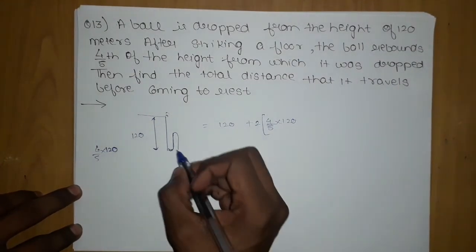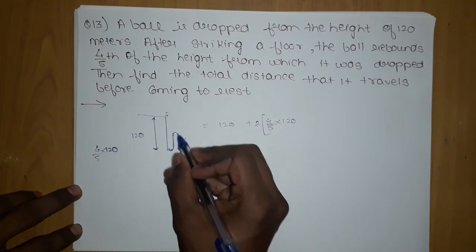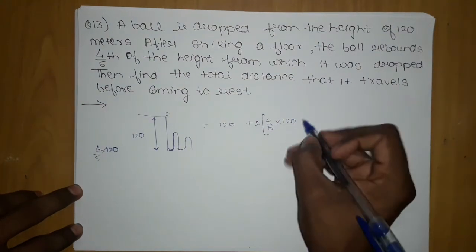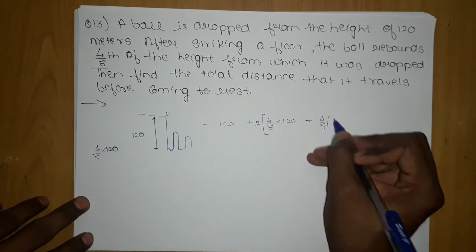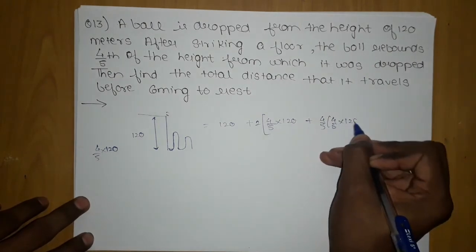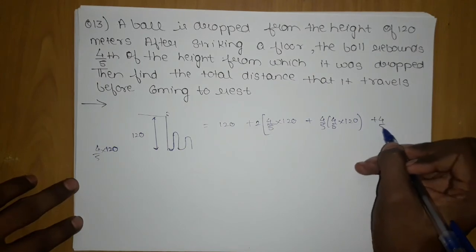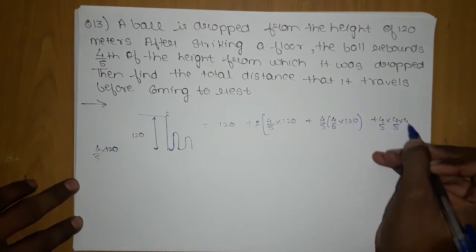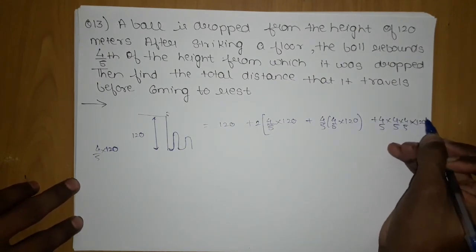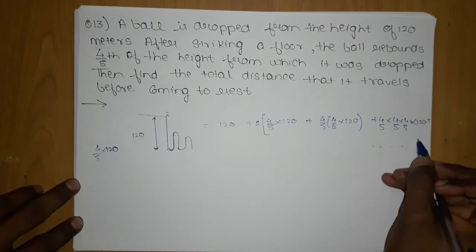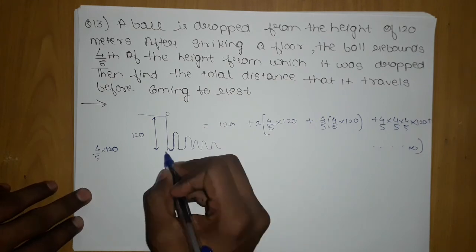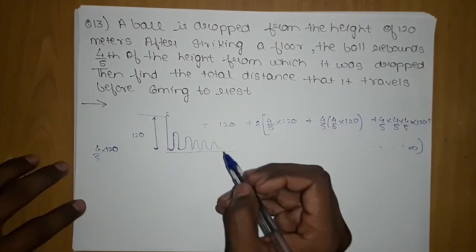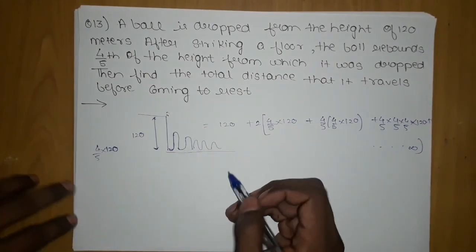Then it will again rebound 4 by 5th of this, and come down again. So 4 by 5th into 4 by 5th into 120. Similarly, here it will again be 4 by 5th into 4 by 5th into 4 by 5th into 120, until infinity. Because if you don't consider any resistance from striking the floor, the ball will keep rebounding till infinity.